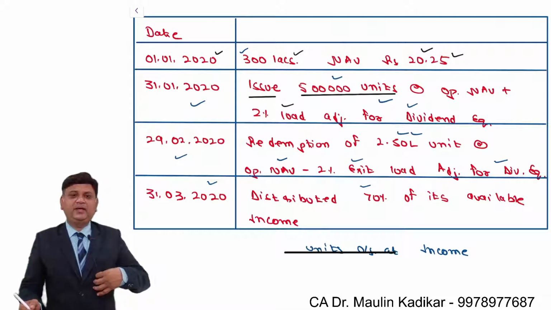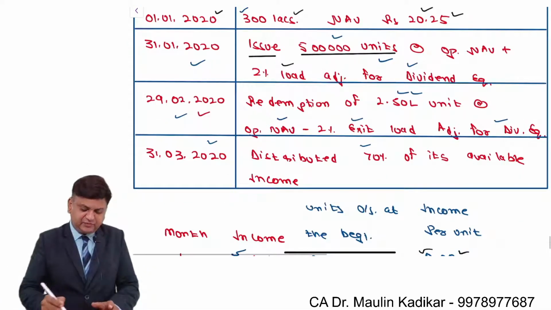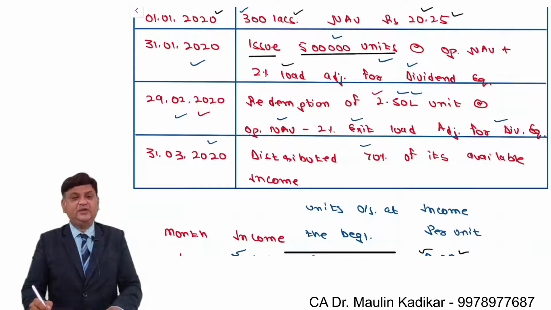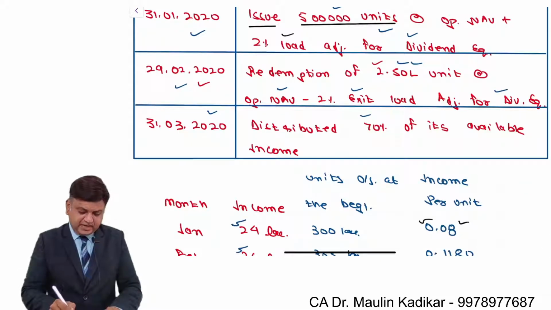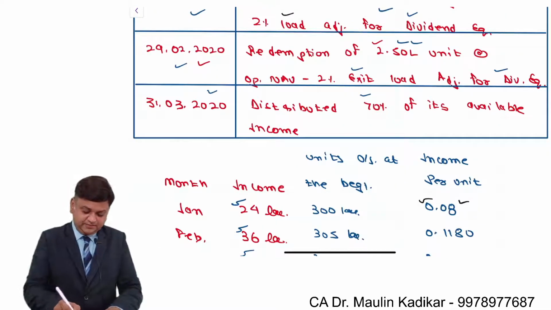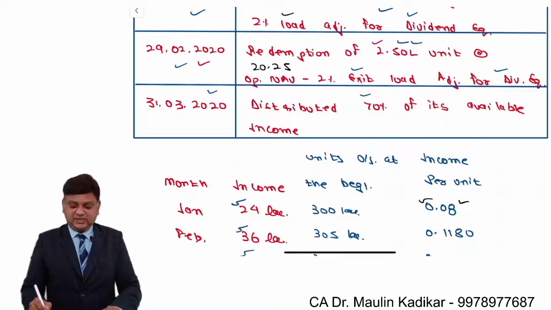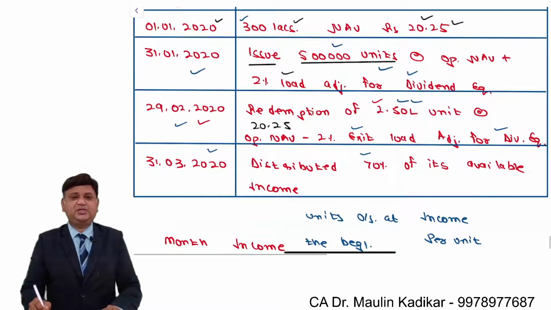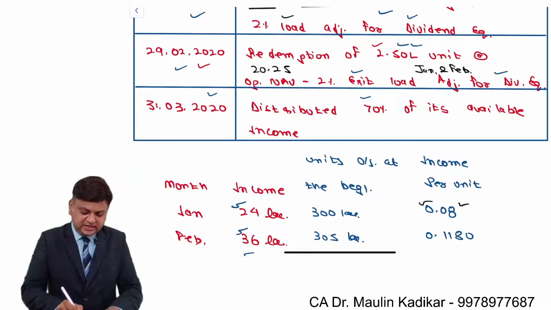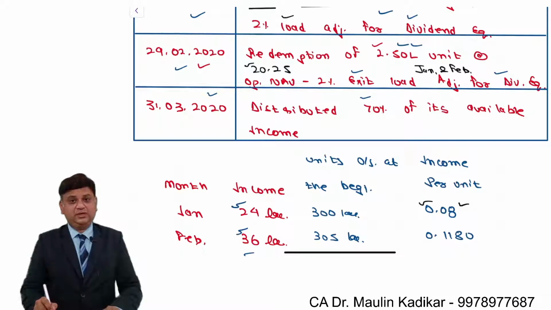Now I want you to tell me what must be the repurchase price at the end of February. The language of the question speaks that we are redeeming 2,50,000 units at opening NAV. As per the institute suggested answer, this opening NAV is taken on 1st of January. That is an amount of 20.25 minus 2% exit load adjusted for the dividend equalization, that is, adjusted for the income of January and February both.